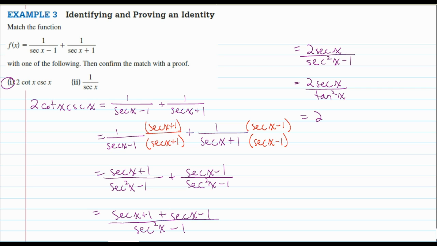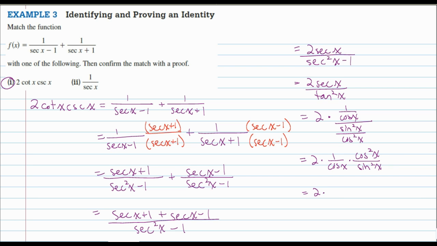So I'm going to put my 2 off to the side, and I'm going to take secant of x and change that to 1 over cosine of x, and tangent squared of x to be sine squared of x over cosine squared of x. Now instead of dividing by fractions, I'm going to multiply by the reciprocal. So I have 1 over cosine of x times, this will be cosine squared of x over sine squared of x.